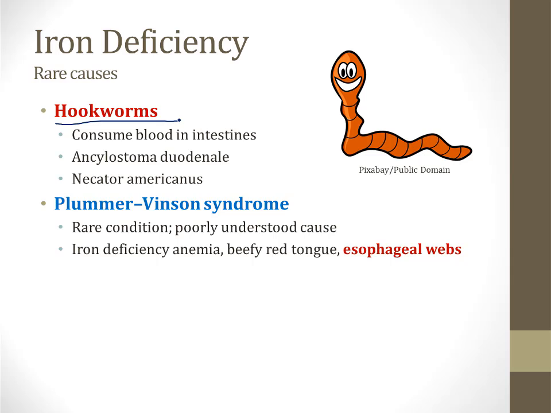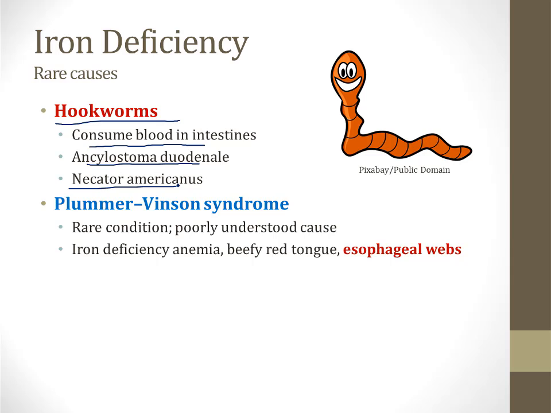Hookworms can live in the gastrointestinal tract and they can consume blood. They produce anticoagulants and they're able to basically suck blood out of the intestines. This is basically a variation on other forms of blood loss anemia, and the two hookworms that can cause iron deficiency are Ancylostoma duodenale and Necator americanus.